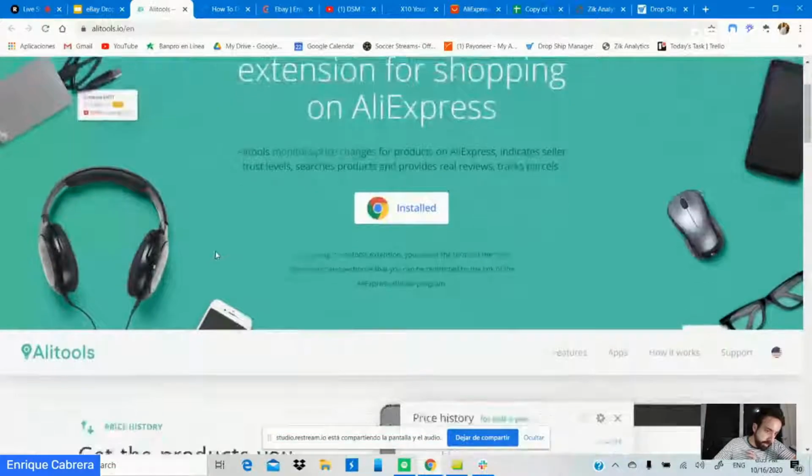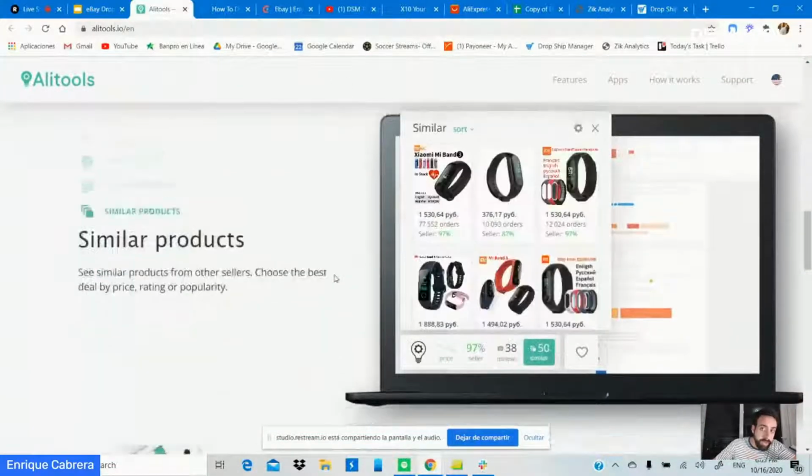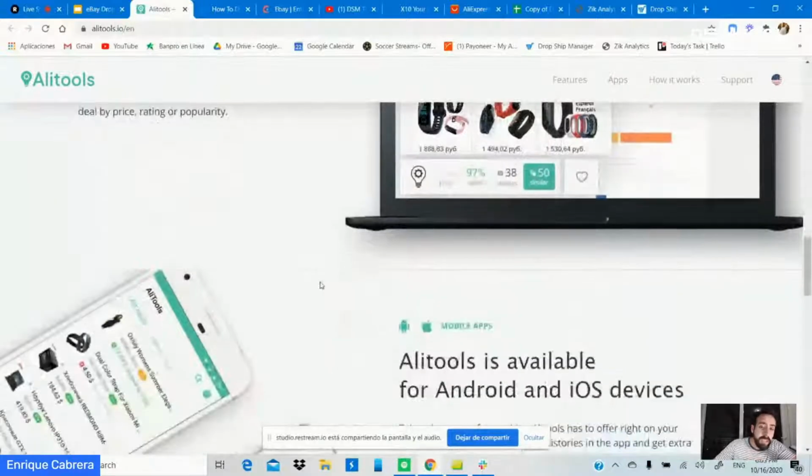This is a price tracker, and you can be notified every time the price of the product that you're sourcing changes. Remember that when it comes to dropshipping, for those of you who don't know, you need to be on top of your products on your listings, because prices may change or vary. They may be out of stock, so you need to always be wary. And this extension will allow you to be on top of that.